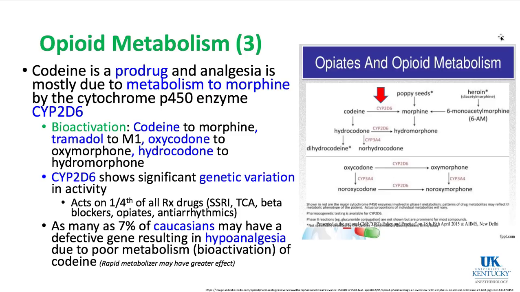It actually acts on about a fourth of all of our drugs, including things like SSRIs and TCAs and beta blockers and opiates. And as many as 7% of Caucasians have a defective gene, and when you give them some of these opioids, they can have hypoalgesia due to poor metabolism or bioactivation of the opioid. So on the far right is opioids and opioid metabolism, showing codeine in the red arrow going to morphine, requiring the CYP2D6 enzyme, which is defective in many people.